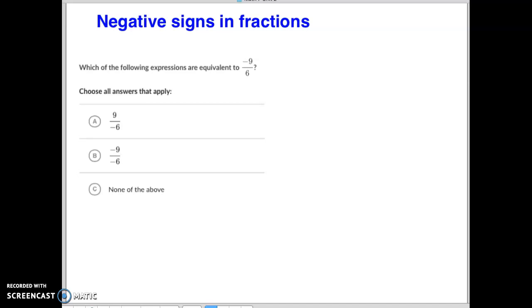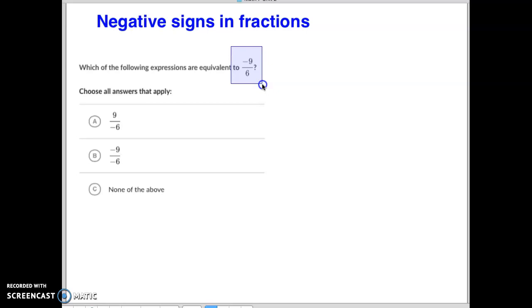So you're doing two Khan Academies today, and they're both quite simple, should go fast. First one is called negative signs in fractions. And basically all you need to think about whenever you're doing these is how many negative signs are there.